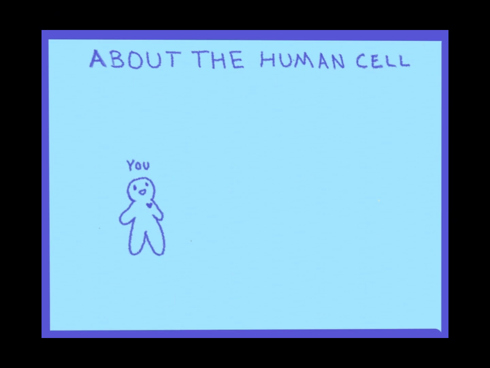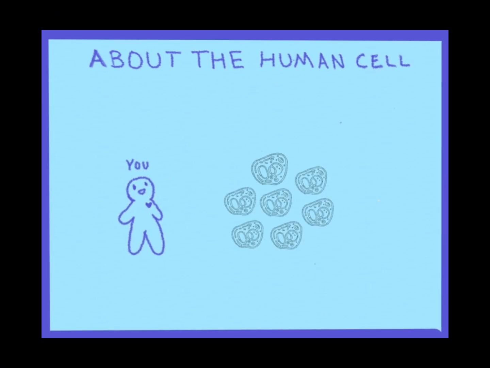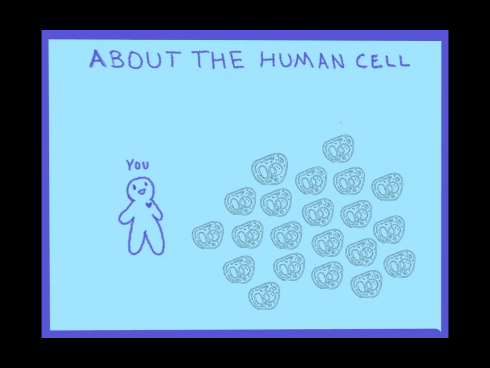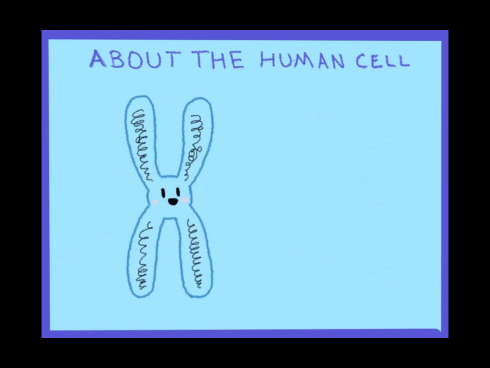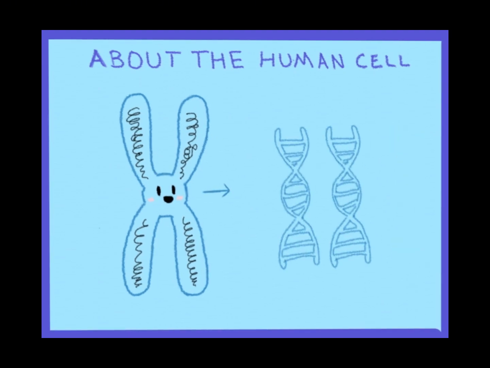About the human cell. Before we learn more about the phases of the cell cycle, let's understand what a human cell is. Your body is made of trillions of cells, and right now, millions of them are dividing to help you grow or heal. In a normal human cell, you will find 46 chromosomes packed inside the nucleus. These chromosomes are tightly packed structures made of DNA, and they are found inside the nucleus of a cell. They contain genes, which are the instructions that control how the body grows and functions.